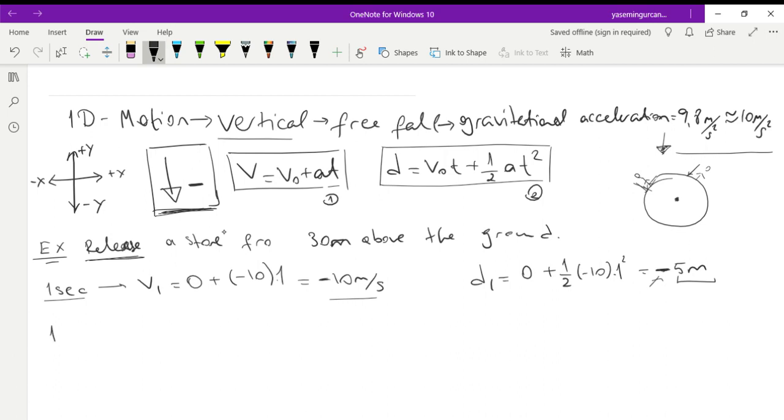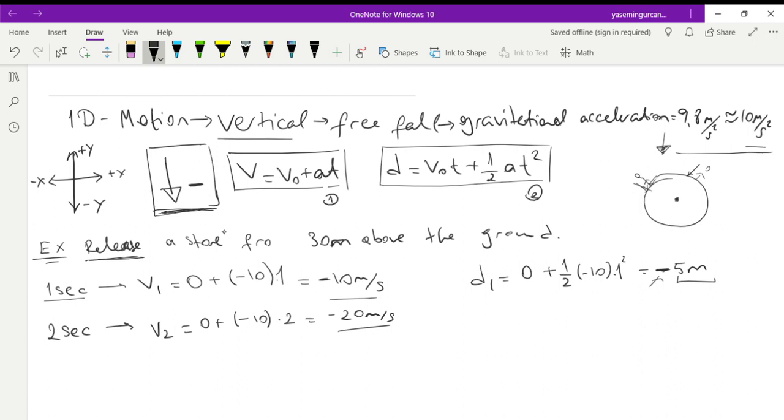So after 1 second, we did after 2 seconds. Similarly, you're going to be putting 0 for the initial velocity, minus 10 for the acceleration, and this time 2 for the second, so it's going to be minus 20 meters per second. And as you can see, it's now faster, but in downward direction, so it increased its velocity by 10 after 1 second, right? And 20 after 2 seconds. That's the whole idea here.